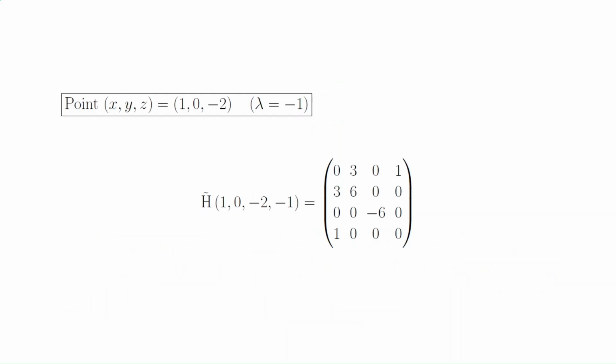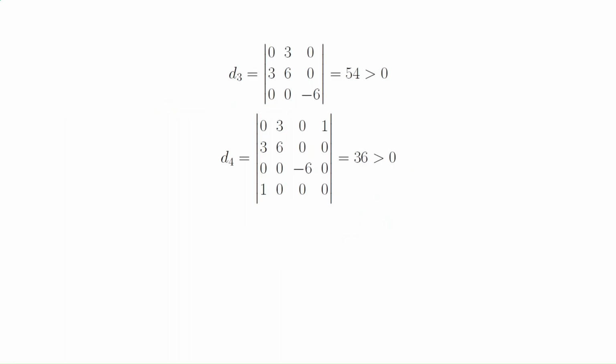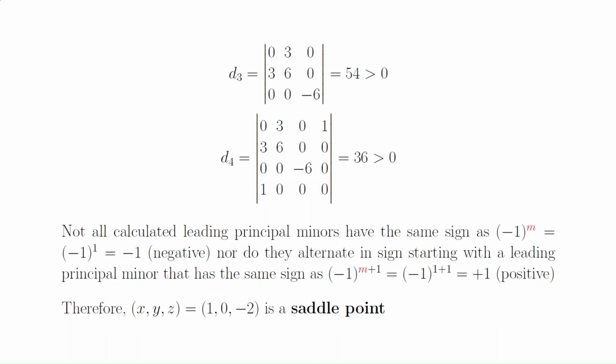For the critical point 1, 0, -2, proceed as usual. Evaluate the bordered Hessian matrix at this point, and you get the specific matrix on the right. Compute the third leading principal minor, and you will see that it is positive. Compute the fourth leading principal minor, and you will see that it is also positive. As before, all calculated leading principal minors are non-zero, and they do not satisfy the conditions of case 1 and case 2 in our criterion. So, the critical point 1, 0, -2 is another saddle point of the constraint objective function.